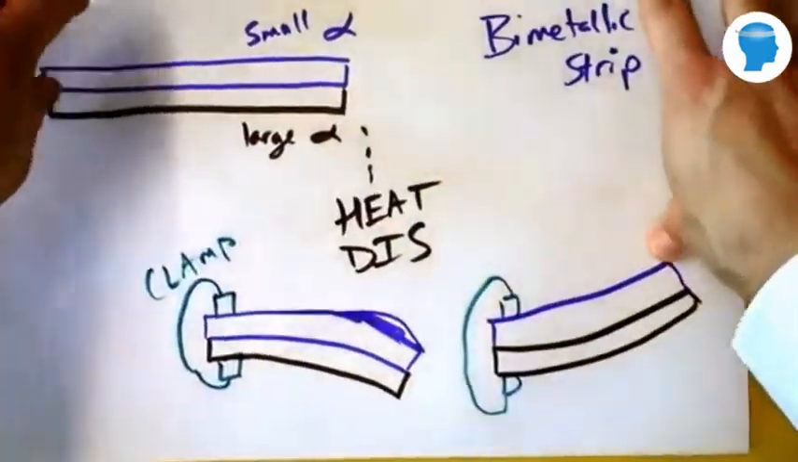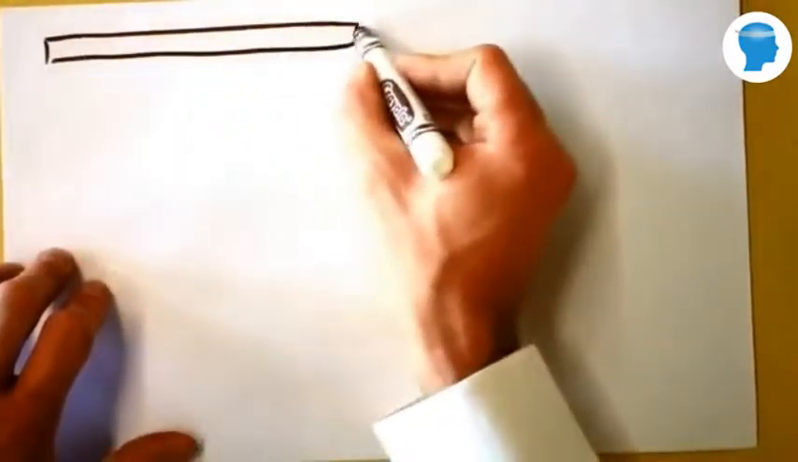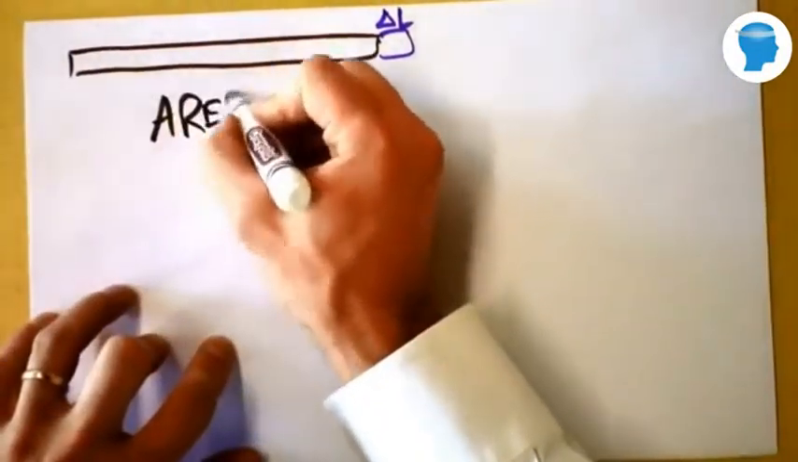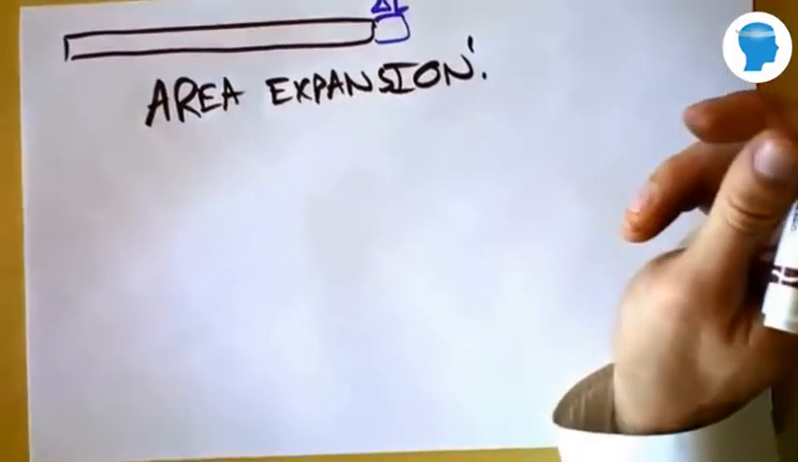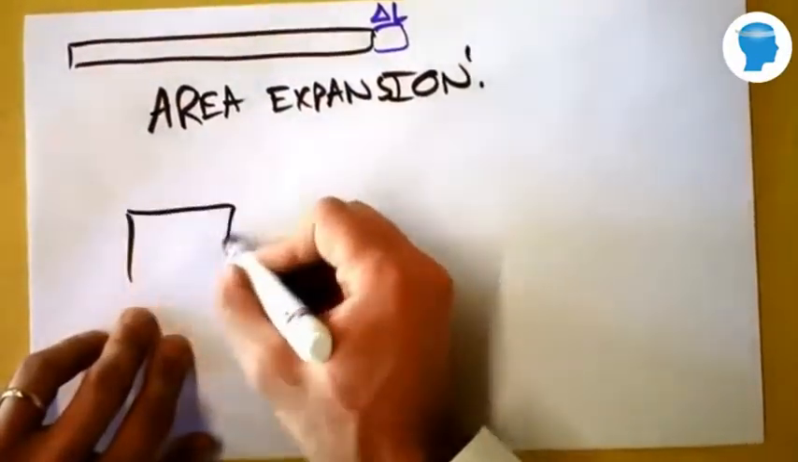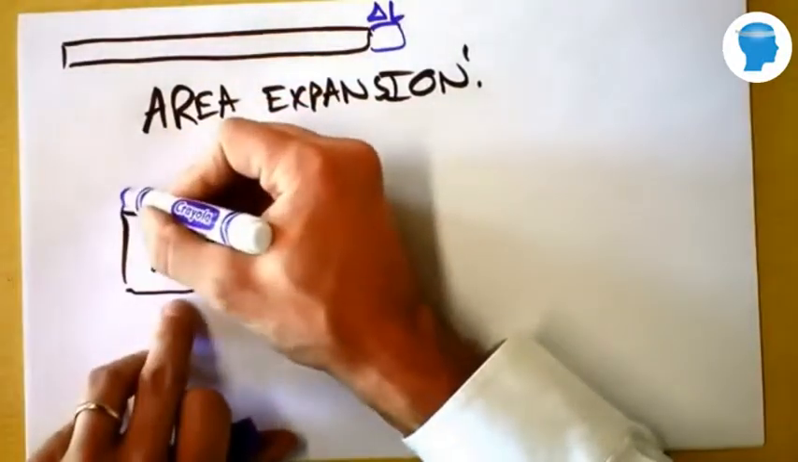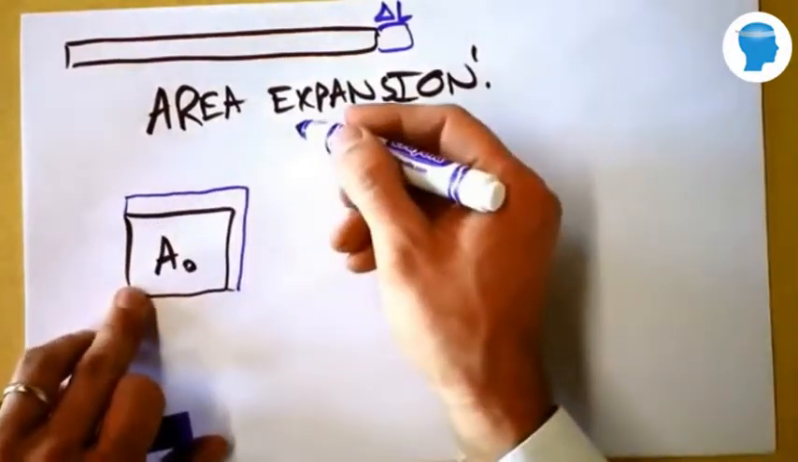The next thing that we need to discuss is area. What if, instead of just a linear expansion, where we've got this delta L right here, we were talking about some area expanding? Area expansion is interesting. If I start with some area, let's call it A0, then I'm going to have some expansion like this and like that. I'm going to pretend that I bolted down this side and I only let it expand in that direction.